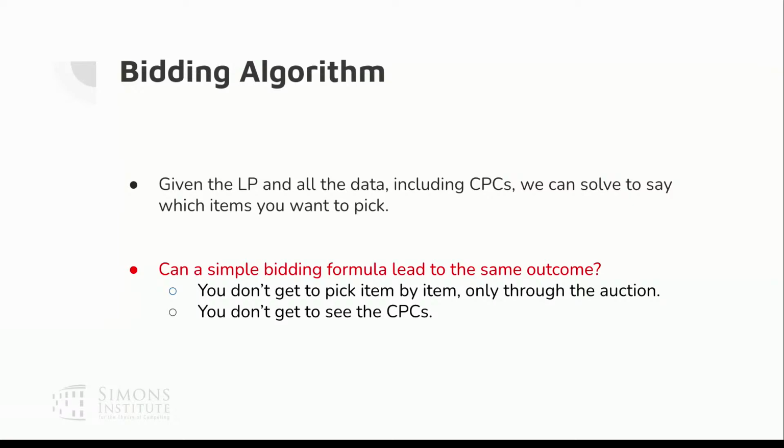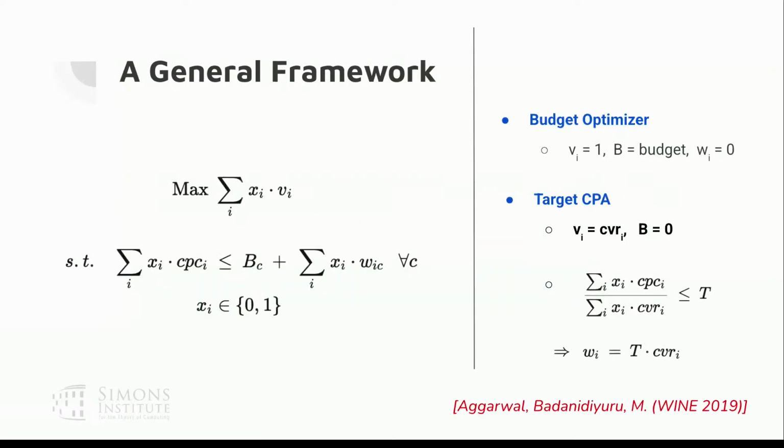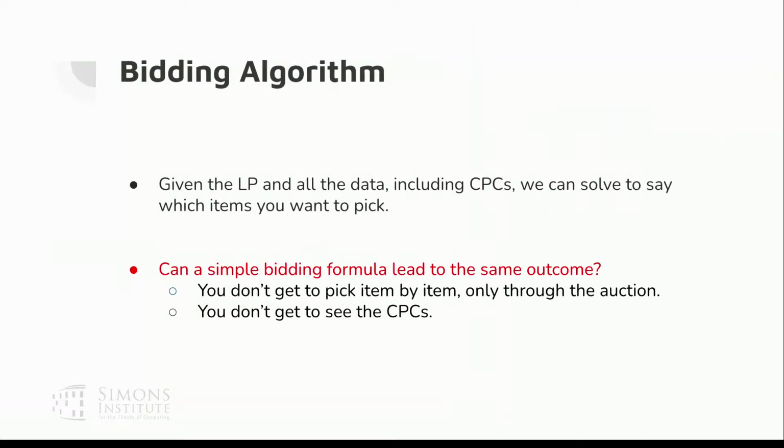So what's the difficulty? Well, you don't get to see all the items and pick a subset. You can only win an item through the auction, by bidding into the auction. And furthermore, you don't get to see those CPCs, which are part of this integer program, because you have no idea what the competition is. So if you put it that way, it's a difficult task: how do you solve that LP through bidding in an auction?